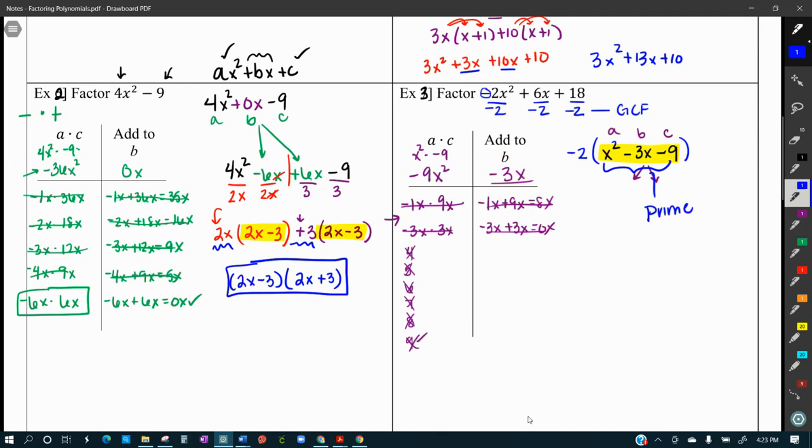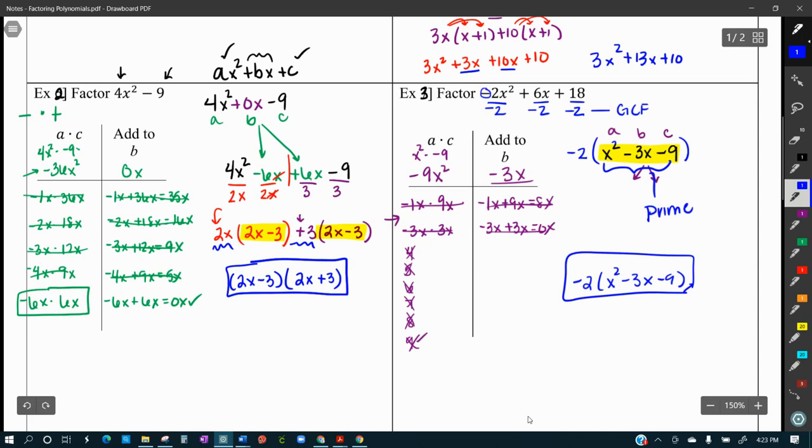So the factored form is simply taking out the GCF. This is my final factored form. That does not get any simpler. So sometimes all you can take out is a GCF, and that's it.